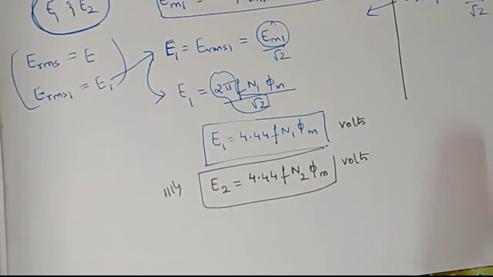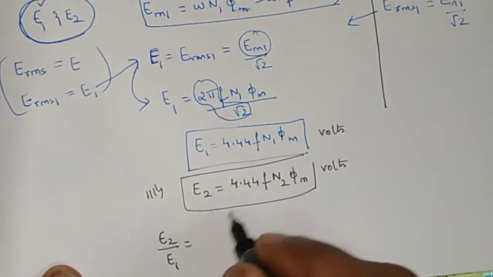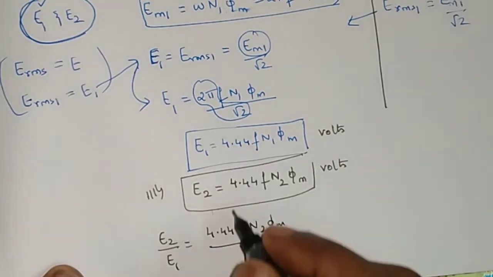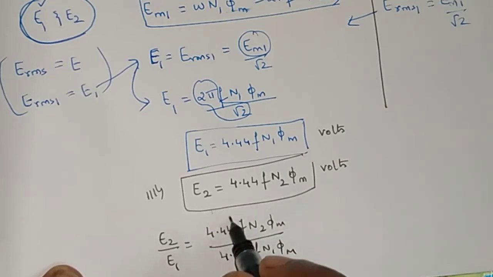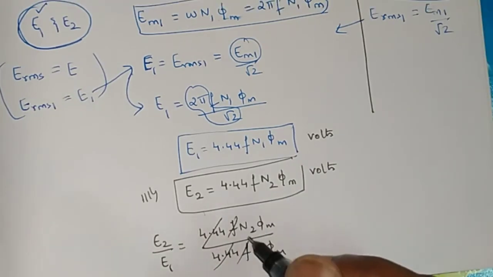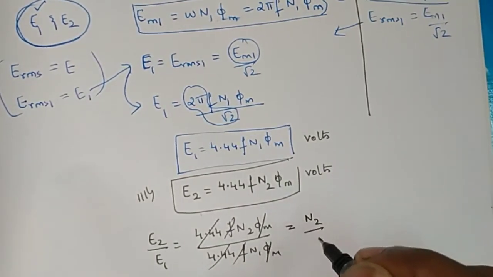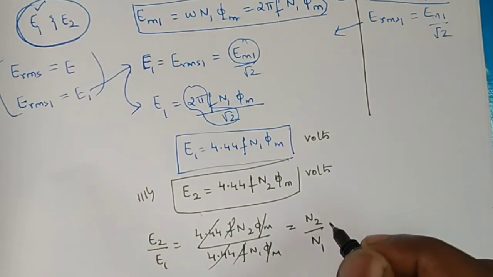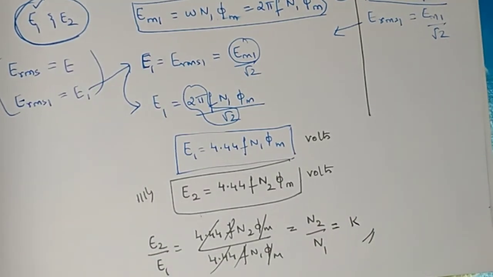Now at the end, after finding the formula for E1 and E2, just divide E2 by E1. For the E2 equation, just substitute 4.44 f n2 phi m divided by 4.44 f n1 phi m for E1. Now when you simplify, 4.44 gets cancelled, f gets cancelled with the denominator, and phi m gets cancelled. So you will end up with n2 divided by n1. So you know, according to the transformation ratio, E2 divided by E1 is equal to n2 divided by n1. That is what you are getting, which is equal to k. So till here you have to derive the EMF equation of a transformer.